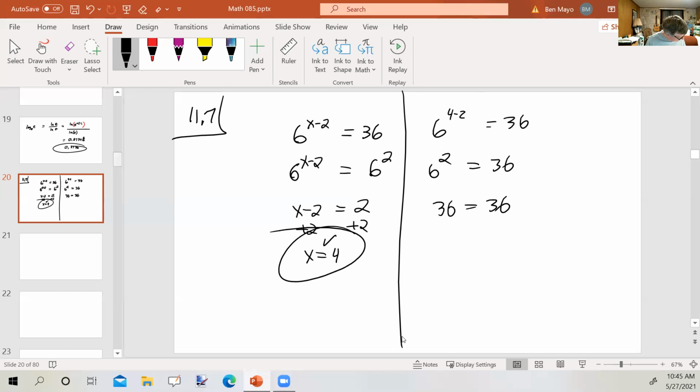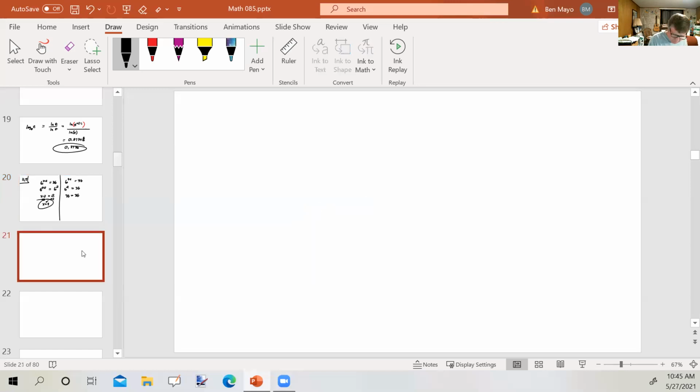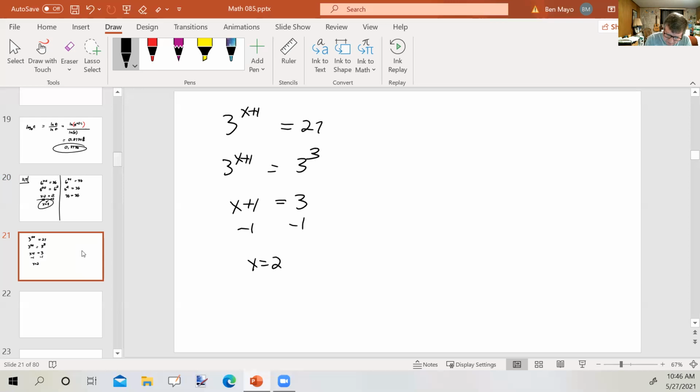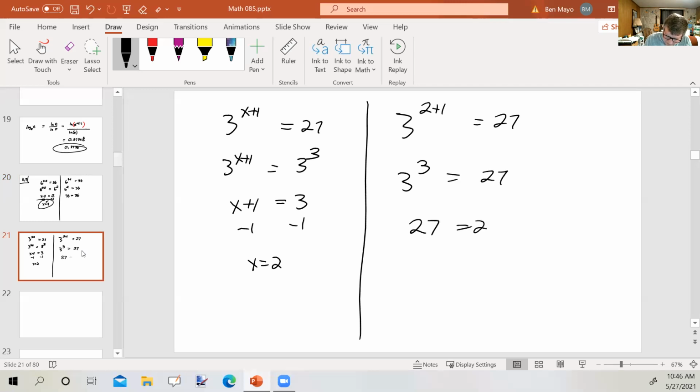All right, let's take a look at another example. 3 to the x plus 1 power equals 27. Well, again, if I could get the same base on both sides of the equation, I could set the exponents equal to each other. 27 is 3 cubed. So now, since the bases are the same, x plus 1 equals 3. Subtracting 1, x equals 2. Let's check our work. 3 to the 2 plus 1 power equals 27. 3 to the 3 power equals 27. 27 equals 27, and it checks.